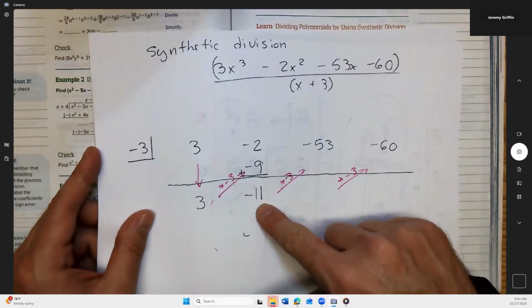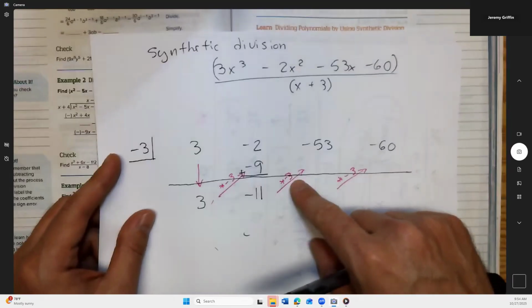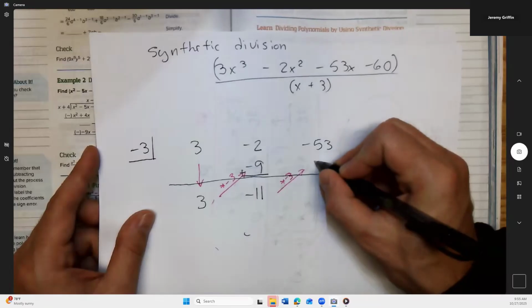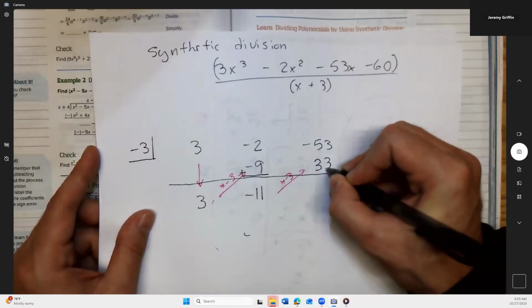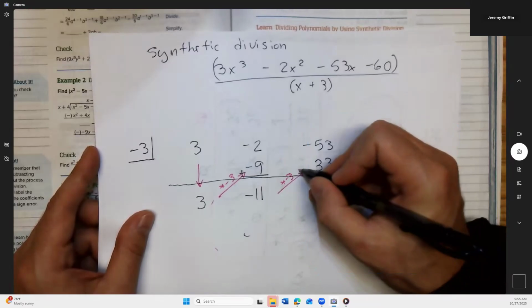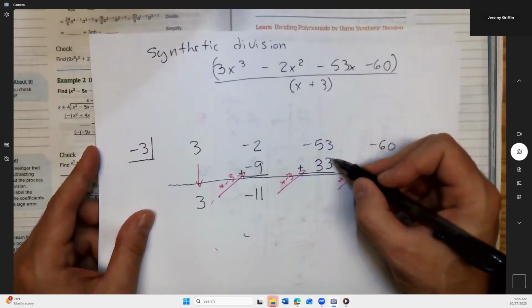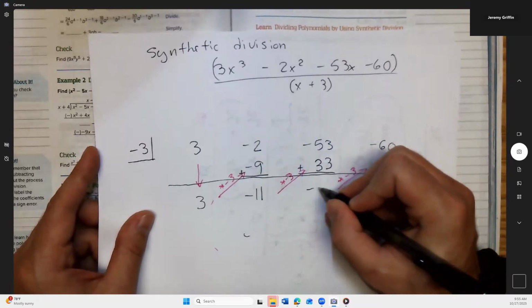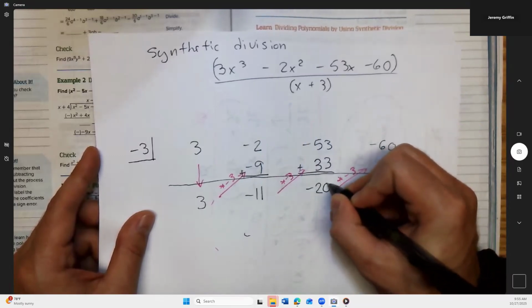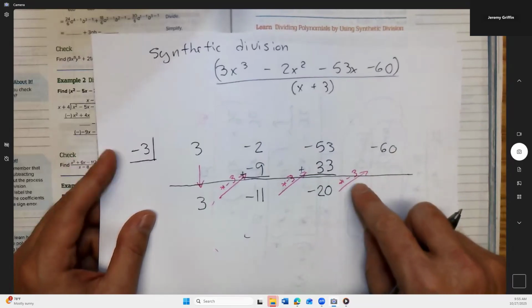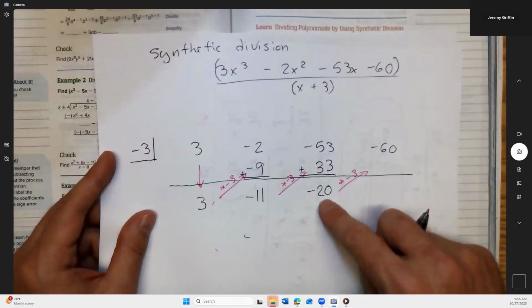Okay. Now I've got the next step set up already in pink ink. Because what is -11 times this -3? -33. It's positive 33. Okay. Because the negatives cancel, right? Negative, positive. And if I add those together, what is -53 plus 33? -20. You get -20. Aha. Okay. And then times this -3 again. Is what is -20 times -3?